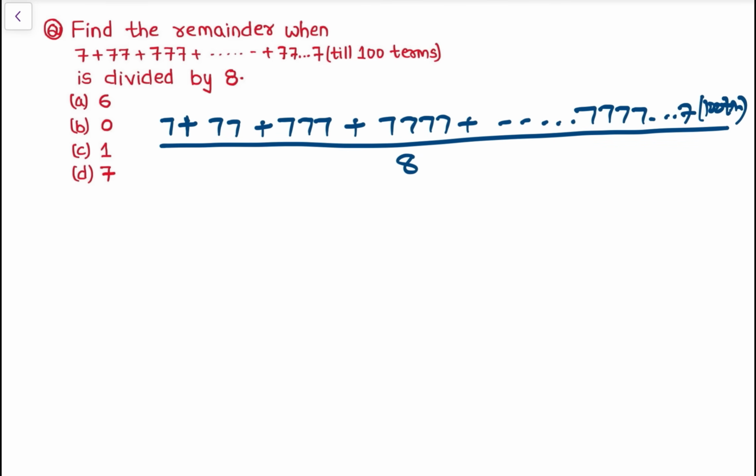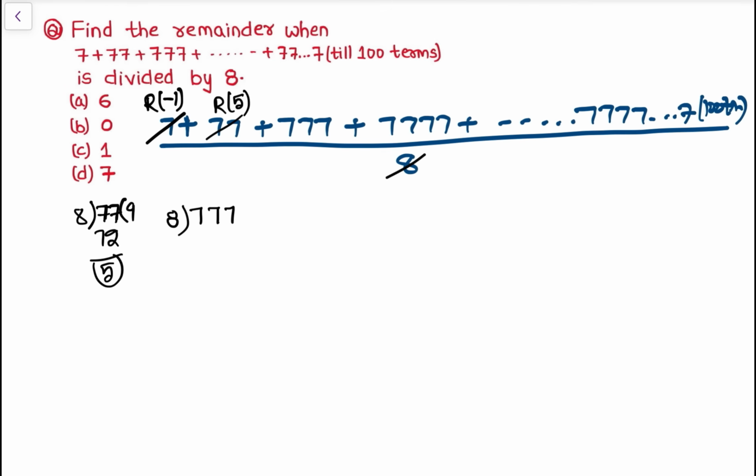Now see, dividing by 8, I will get remainder -1 here. Let's take a negative remainder. Then 77 divided by 8: 8 nines are 72, so the remainder is 5 here. Then 777 divided by 8.